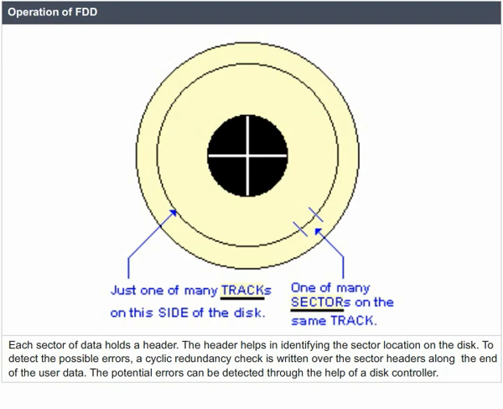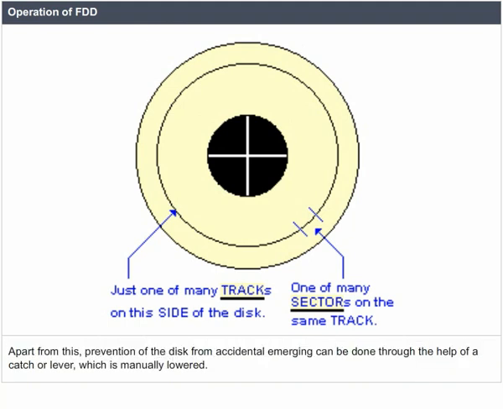Each sector of data holds a header. The header helps in identifying the sector location on the disk. To detect possible errors, a cyclic redundancy check is written over the sector headers along with the end of the user data. The potential errors can be detected with the help of a disk controller. Apart from this, accidental overwriting of the disk can be prevented with the help of a catch or lever, which is manually lowered.